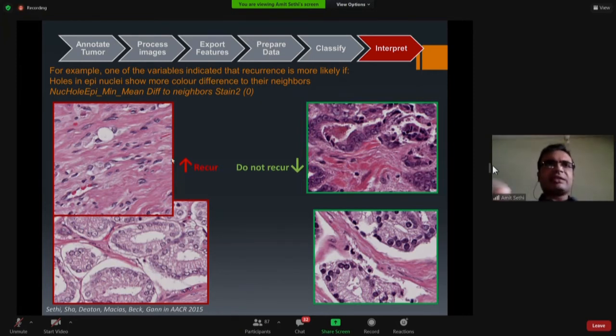So what you can see is that if we're looking at the mean difference in stain 2, for example, we can see that for cancers that recur, the nuclei become lighter, whereas here they remain darker. Okay, so this could be an indication for a pathologist to look at. So we are discovering features that they should look at.